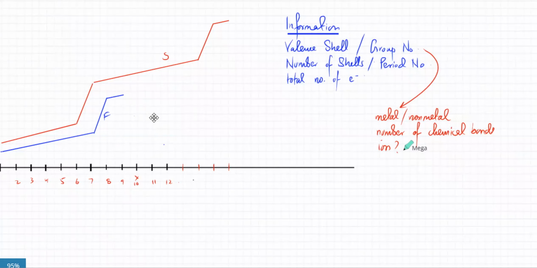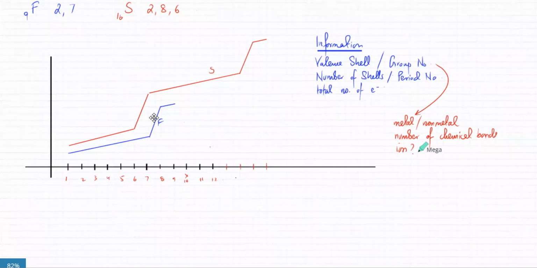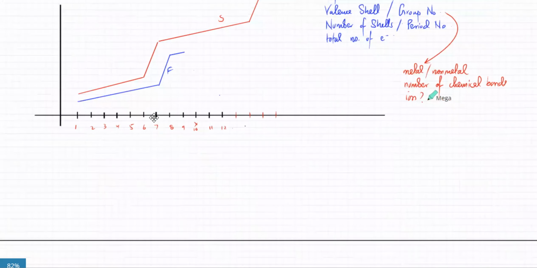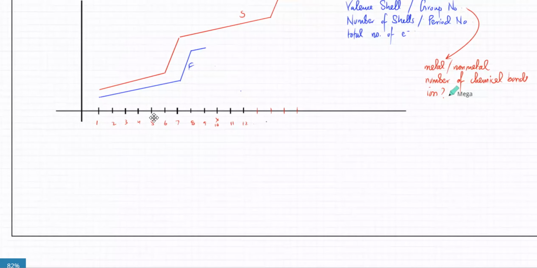So they'll ask you a lot of indirect questions about these elements by just giving you a sketch of the successive ionization energies. So is this clear? Yes.